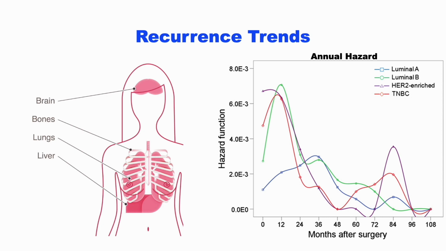For luminal B cancers, represented by the green curve, the annual hazard of recurrence is quite broad, but is highest in the first 5 years. And for the least aggressive subtypes, luminal A, represented by the blue curve, the annual hazard for recurrence is highest in the first 4 years, but tapers off after that.